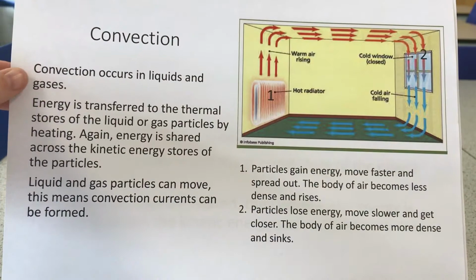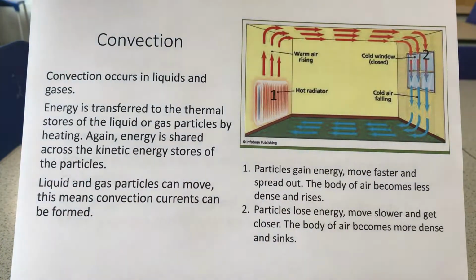And then we move on to convection. Convection occurs in liquids and gases. It's about energy being transferred to the thermal store of the liquid or gas particles by heating. We said that previously, but we were talking about solids. Again, just like the last example, energy is shared across the kinetic energy stores of the particles. Liquids and gas particles can move. That's how they're different from the solid particles. That means that convection currents can be formed. And there's an example here.